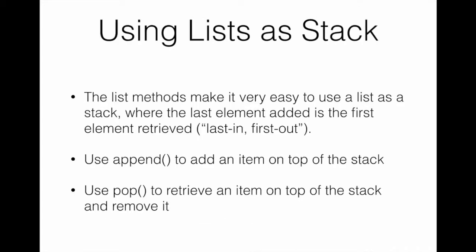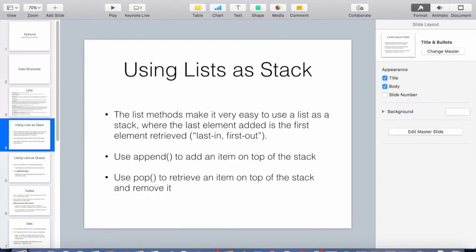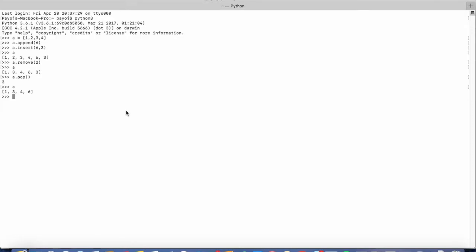One common use of a list is as a stack. The list methods make it very easy to use a list as a stack, where the last element added is the first element retrieved, which is also known as last in, first out. To add an element, we use the append method, and to retrieve an item from the top of the stack and remove it, we use pop. So let's see how to use a list as a stack.